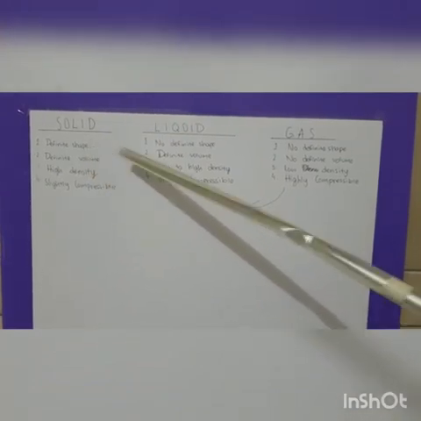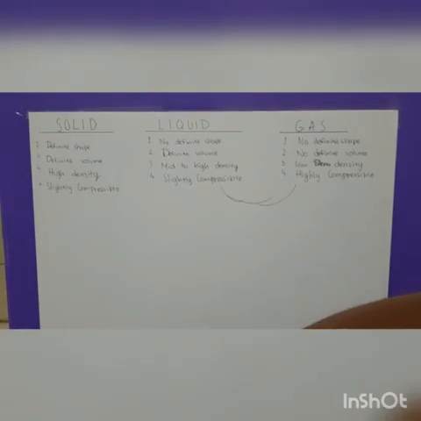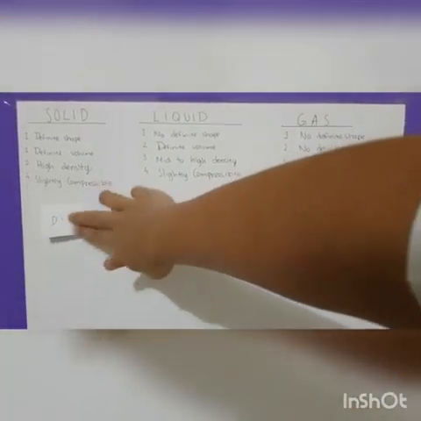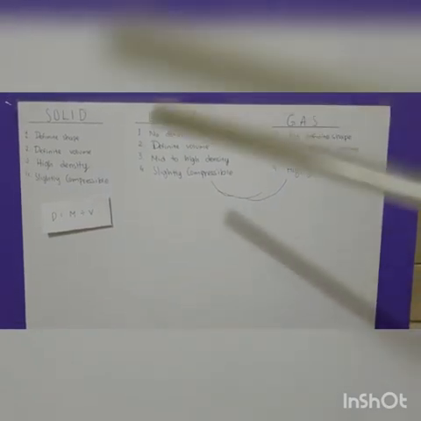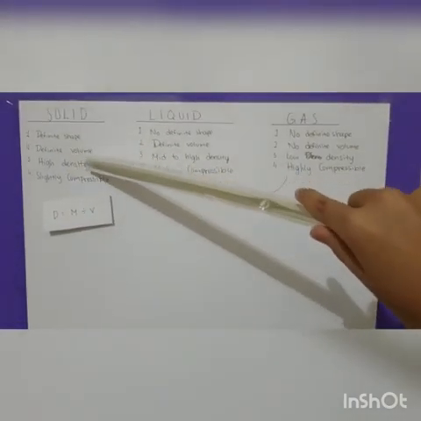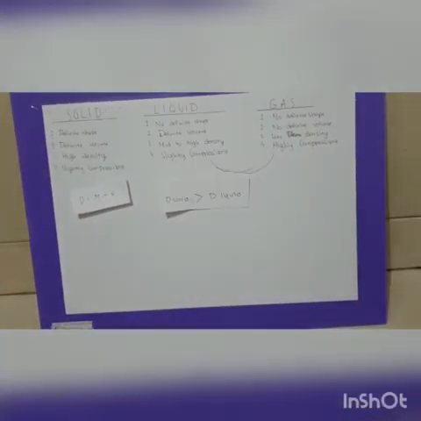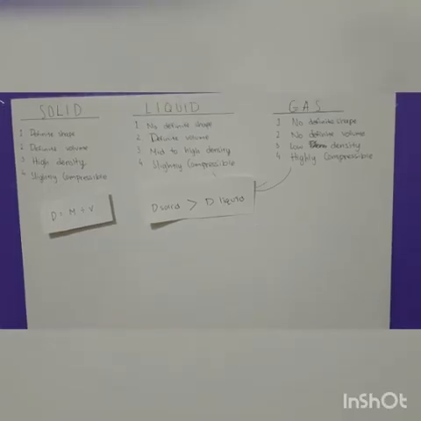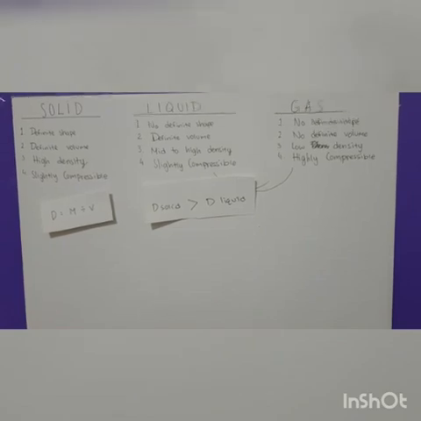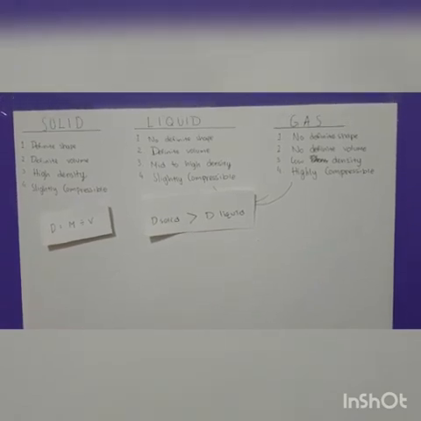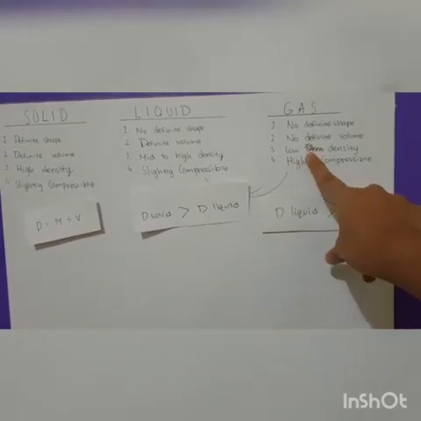Now let's talk about density. Density is equal to the mass divided by the volume. Solids have a very high density. The density of a solid is usually greater than the density of a liquid. If you compare the density of a liquid to a gas, the density of a liquid is much higher than the gas. A gas has a very low density.